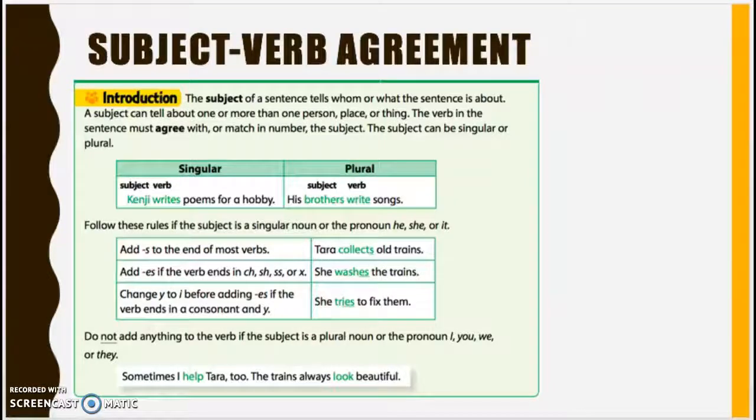Hey writers, we have a lot to cover today, so we're going to go ahead and jump right in. This week we actually have two skills that we're working on.